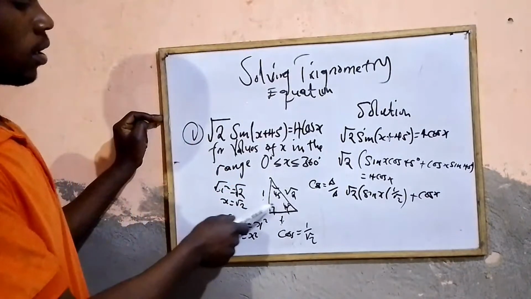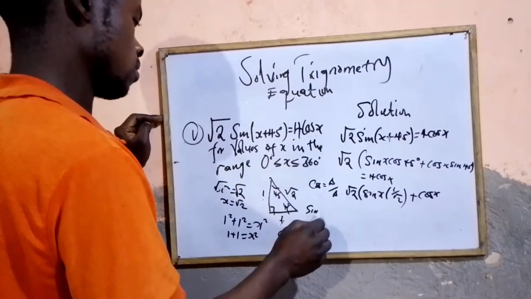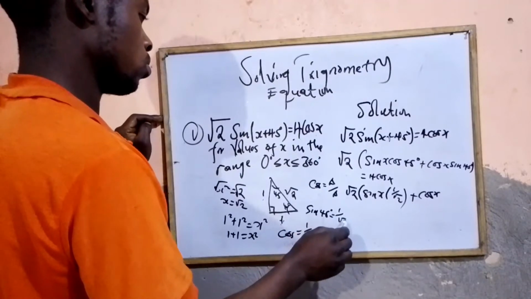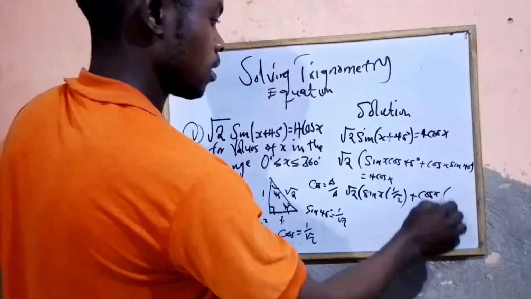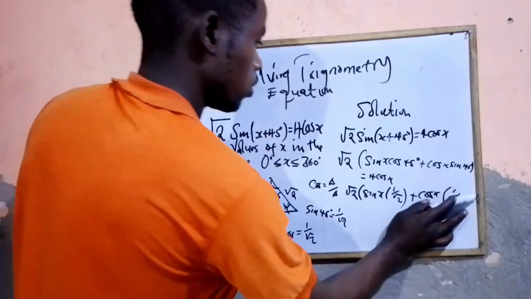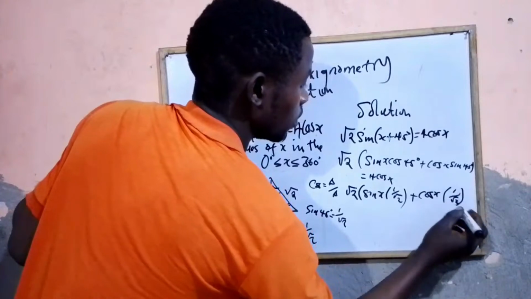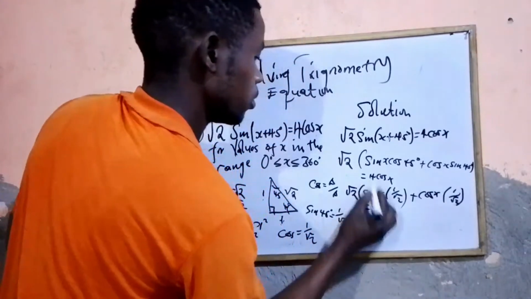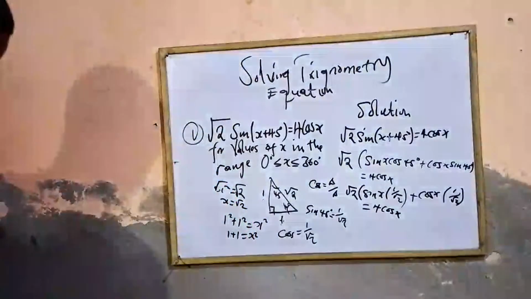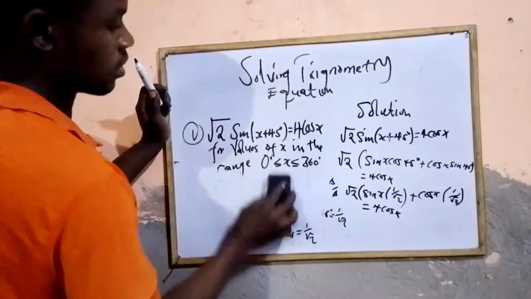Sine 45, we all know, is opposite over hypotenuse, so sine 45 degrees is equal to 1 over root 2. So also sine 45 is 1 over root 2. Then in the bracket, which should equal 4 cos x. Let's make a space here so that we may move at the same place.